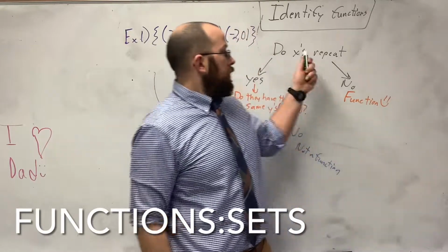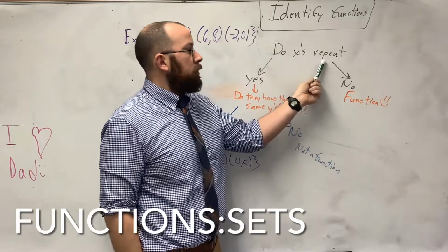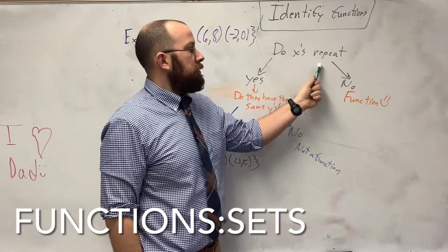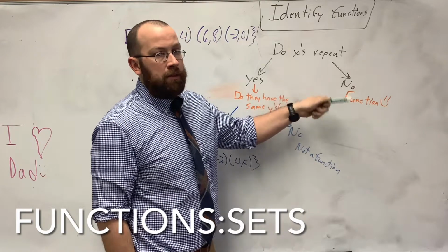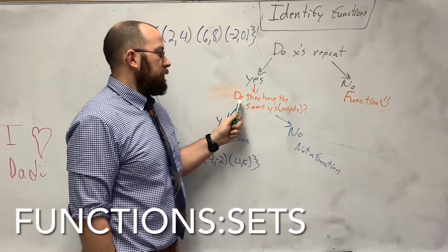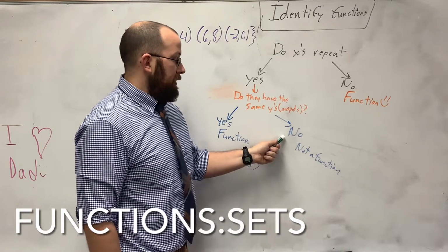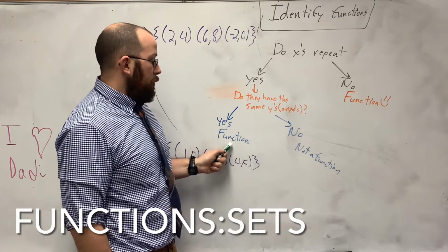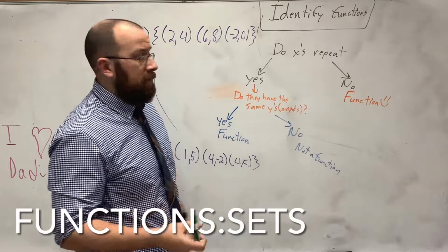All right, here's my basic outline and rule of how I identify a function. The first thing I always look for, no matter what it is: do the x's repeat? No, it's a function automatically. If you never have the x's repeat, it's automatically a function. Do the x's repeat? Yes. Then you have to ask yourself, do they have the same y's or the same outputs? No, they don't have the same outputs, not a function. Yes, they have the same y's, it is a function. And this is a general guide to doing this. It makes it a lot easier.